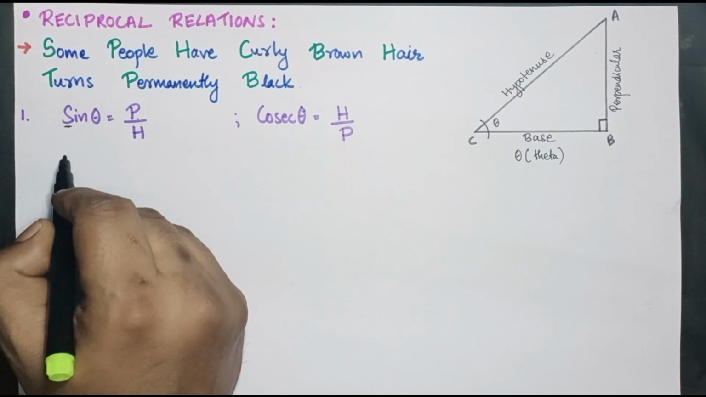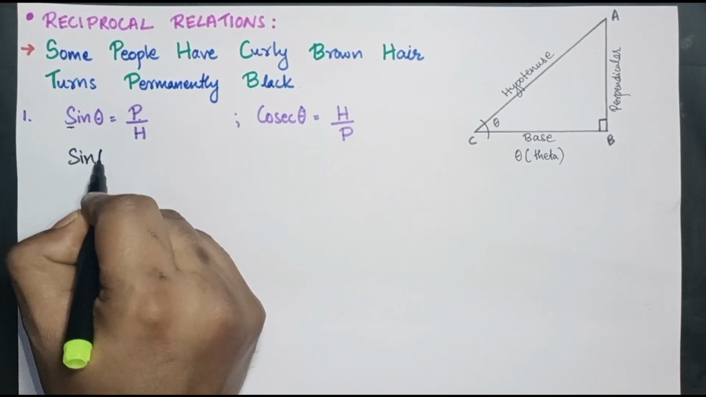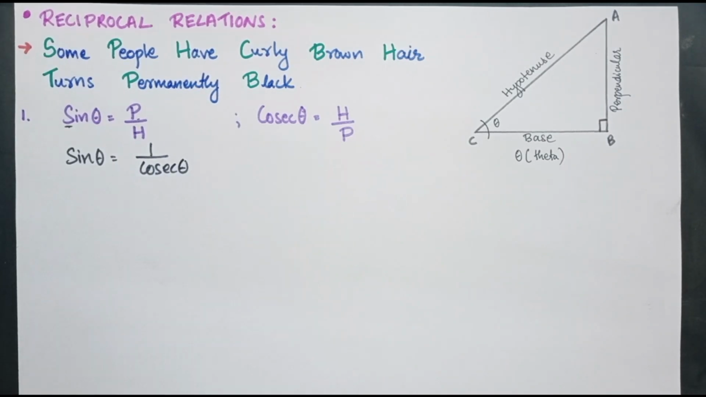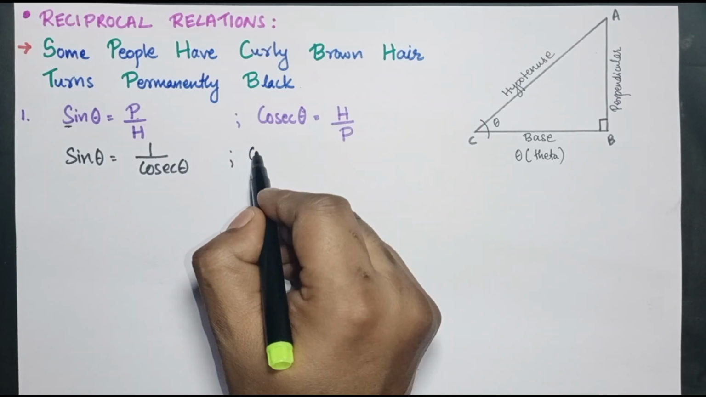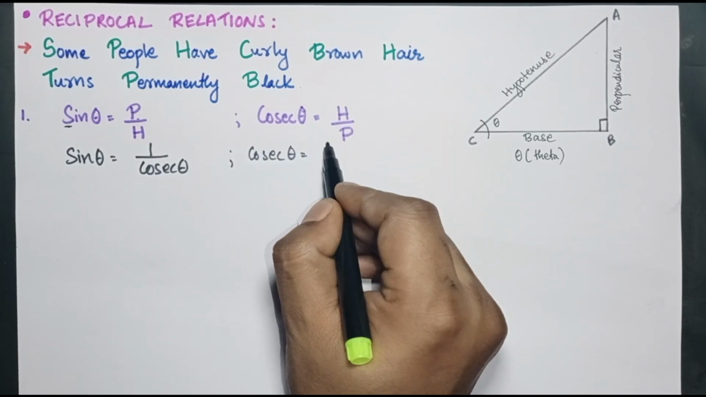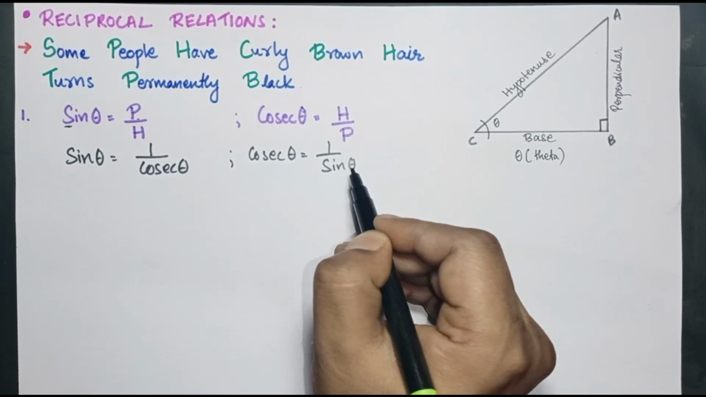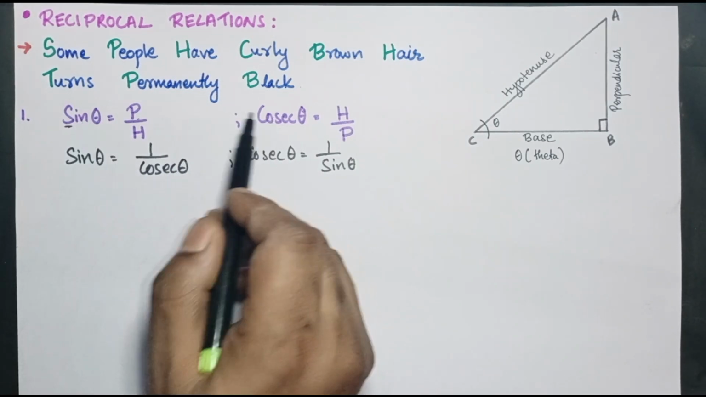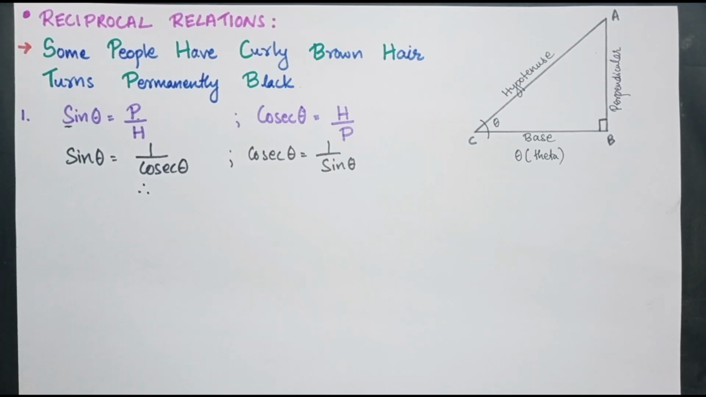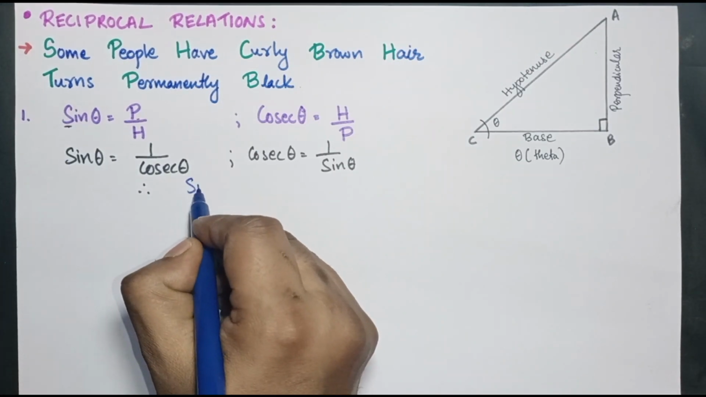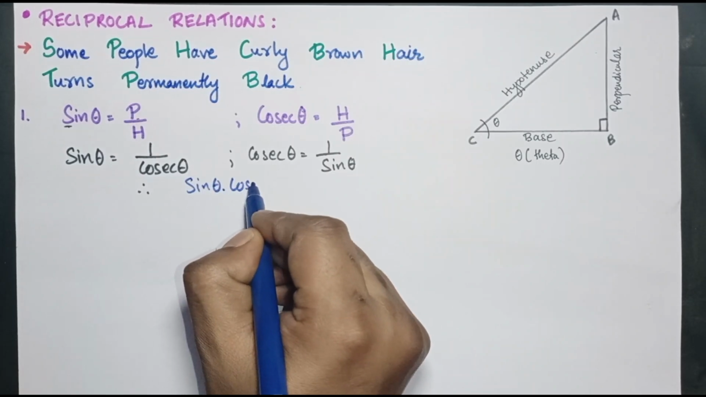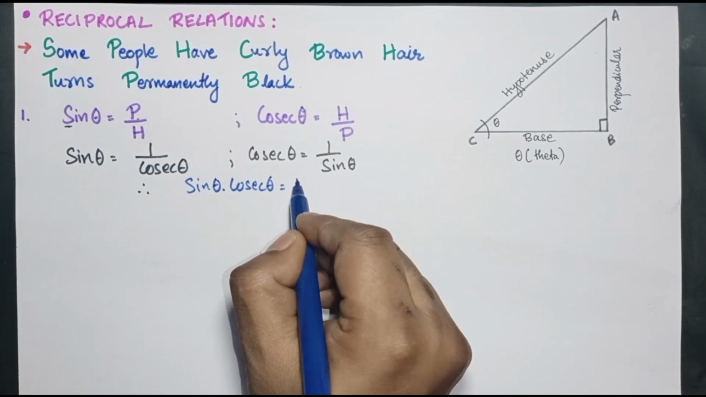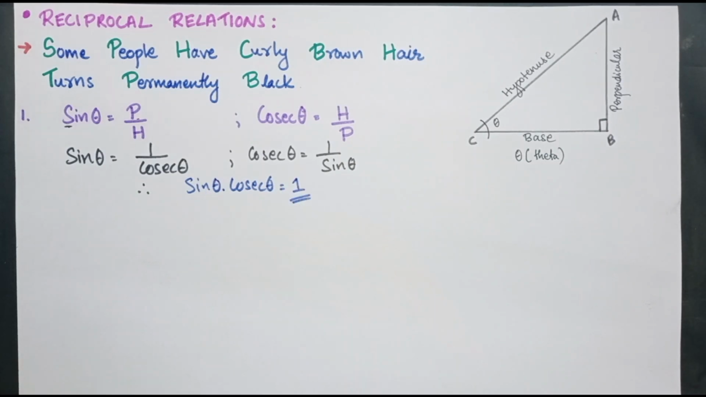So from this we can conclude the formula: sine theta equals 1 by cosec theta. Since it is a reciprocal, similarly I can conclude cosec theta equals 1 by sine theta. So you have to know this. Now if I multiply these two, sine theta and cosec theta, since they are reciprocals, what will be the value? The value will be 1. Sine theta into cosec theta will be 1.